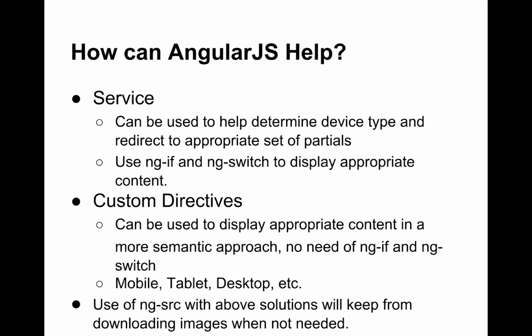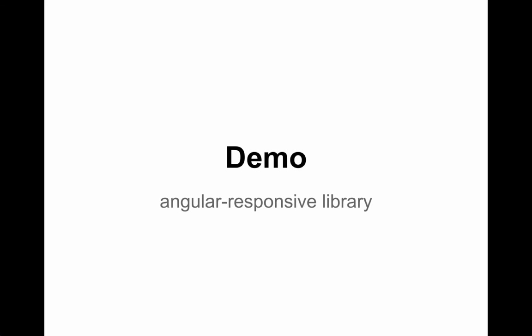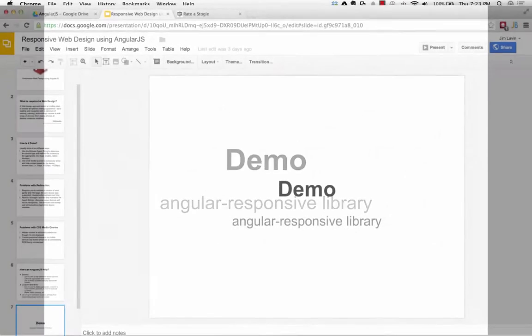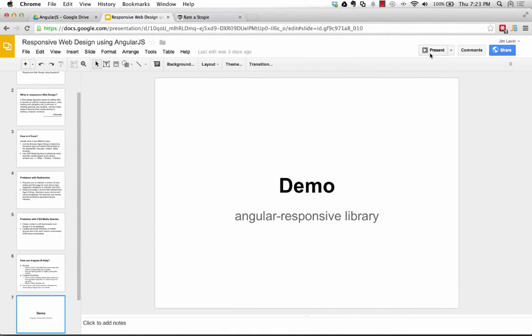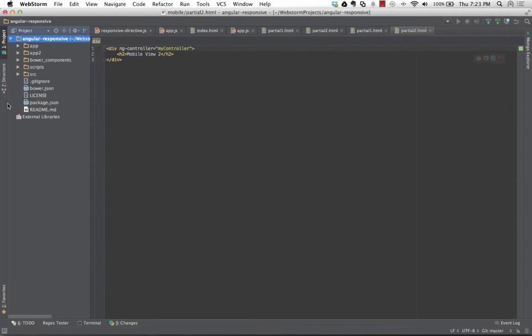So I'm going to go through two different versions. The first one is the redirect by using a service, and we're going to feed that into our route configuration. So at the time we set up our routing, we're going to determine, are we a mobile device or a tablet? And then we'll redirect everything appropriately. So let me switch over here to WebStorm.